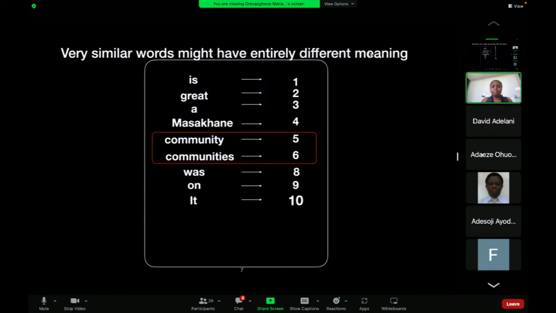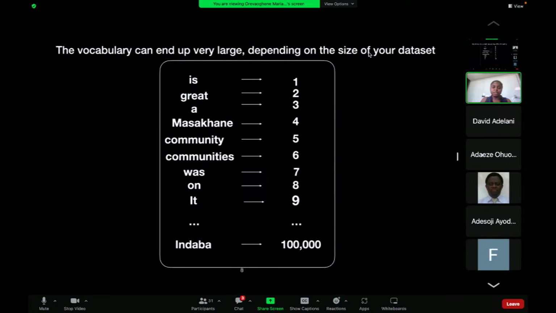But what happens typically is that if we check all of the words in our data sets, we have very similar words that share semantic meanings, and these words might have different representations in the model even when they shouldn't. For example, a word like community and its variants should probably be very close, or even point to the same thing in the embedding space, but they would have different representations.